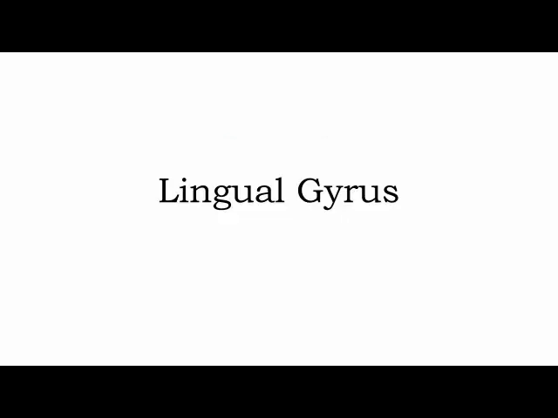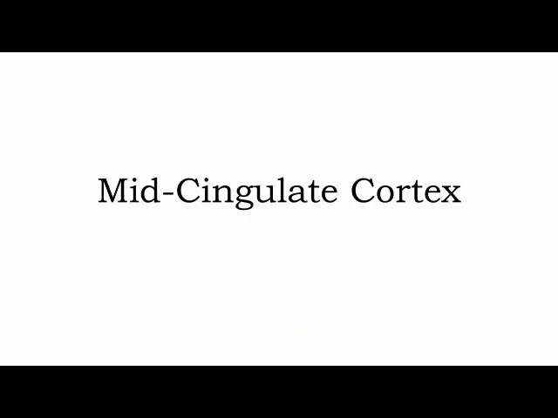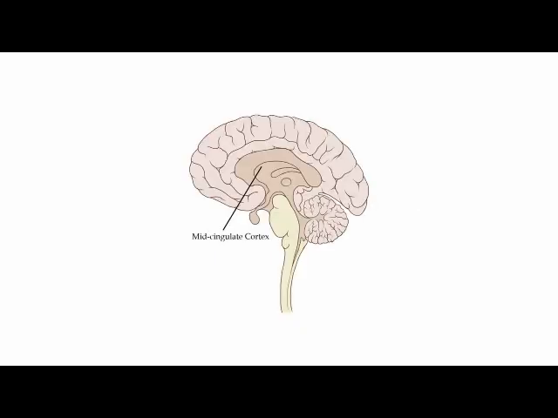Lingual gyrus. The lingual gyrus is linked to processing what a person sees, encoding visual memory, and plays a role in logically ordering events. Mid-cingulate cortex. This portion of the brain is an integral part of the limbic system, which is involved with forming and processing emotion, learning, and memory. The cingulate gyrus is highly influential in motivation or the lack thereof.